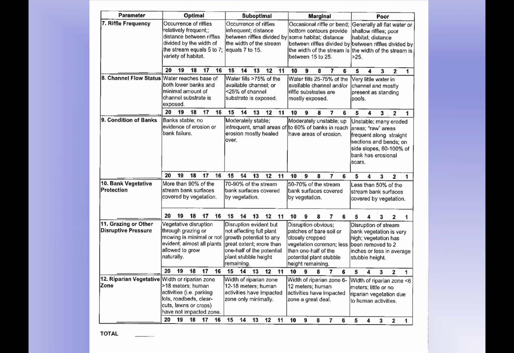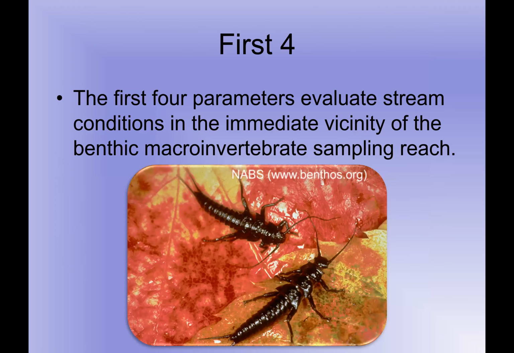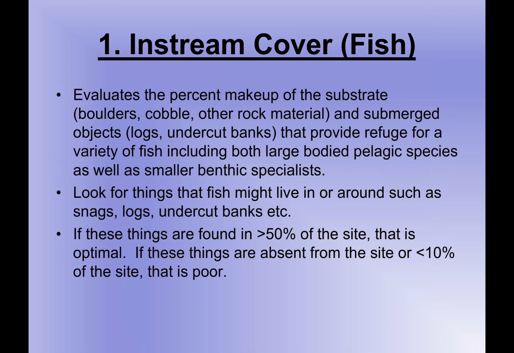Once again, on the back side are the other 6 questions, and we'll go over each one of these parameters going through this evaluation. So the first 4 evaluation questions are really stream conditions in the immediate vicinity of where you'd be potentially doing a benthic macroinvertebrate sampling or a biological assessment. So right where you'll be sampling, these are where these first 4 questions kind of hit on. So the first one is in-stream cover.